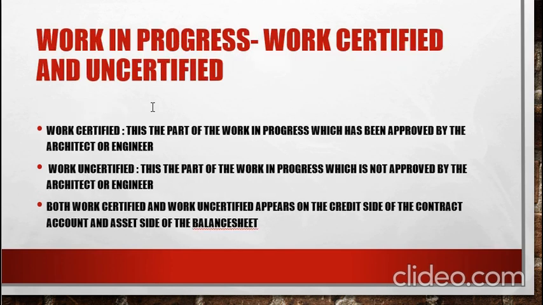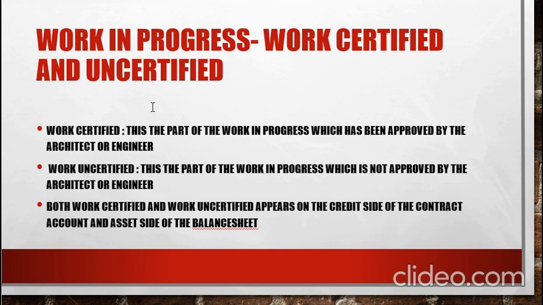Then work in progress. Work in progress will be divided as work certified and uncertified. Work certified is the part of the work in progress which has been approved by the architect or engineer. So your work will be classified as two: work certified and work uncertified. Work certified is the percentage of the contract which has been completed and approved, or certified, by the architect. That portion of work is known as work certified. When it comes to work uncertified, the part of the work in progress which is not approved by the architect is known as work not certified or uncertified.